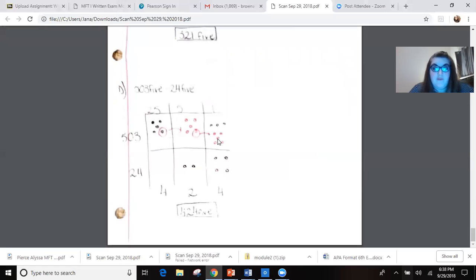So you're going to end up with 5, 6, 7, 8. 8 subtract by 4 is 4. And then 4 dots here, subtract by 2 is 2. And then 4 dots remaining is 4 here. So you have 424 in the base of 5.